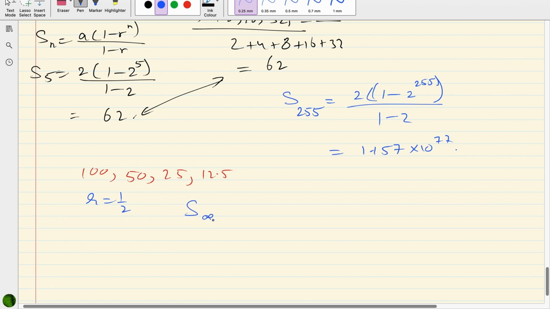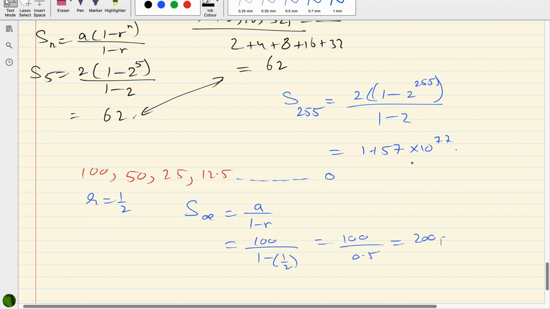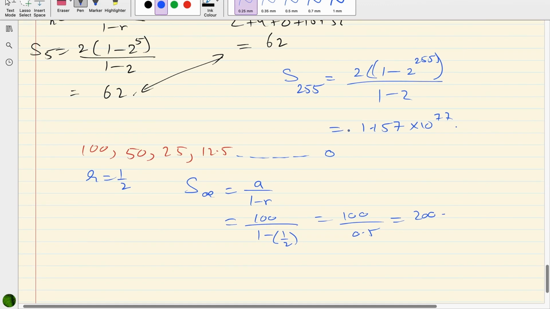Now we can find the sum up to infinity because as we keep on moving, it will approach 0. So that is a over 1 minus r all the time. So this is a, that is the first term, over 1 minus 1 by 2. We simplify, we get 200. So sum up to infinity, when you keep on adding these terms, they're converging, you get 200.